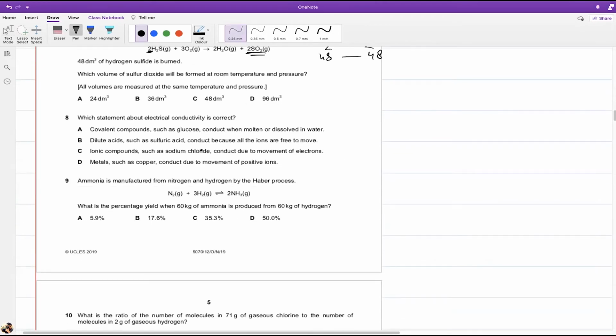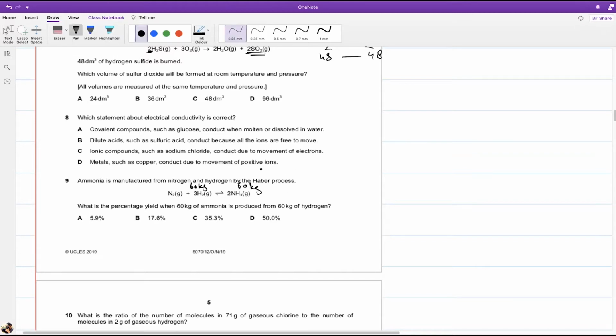All right, ammonia is manufactured from nitrogen and hydrogen by the Haber process. The equation is this. What is the percentage yield when 60 kg ammonia is produced from 60 kg hydrogen? This is the third time I'm seeing this MCQ in the papers. Okay, because students get very confused here, so they use it again and again. So let's look at it. What's happening here? We have 60 kg of this. We have the mass of this thing, and mass of this is produced. Okay, now keep one thing in mind here.